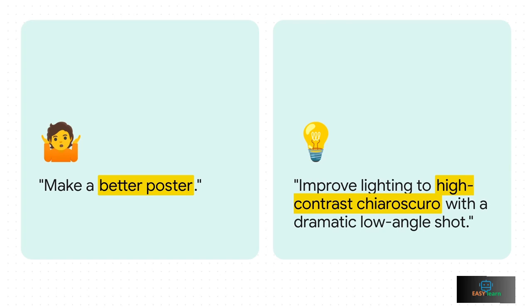You've got to translate your own subjective taste, what feels right, into objective technical parameters that the AI can actually execute. So instead of saying, make it better, you command it, change the lighting to high contrast chiaroscuro. Use a dramatic low angle shot. See, you're giving it orders it can actually follow.